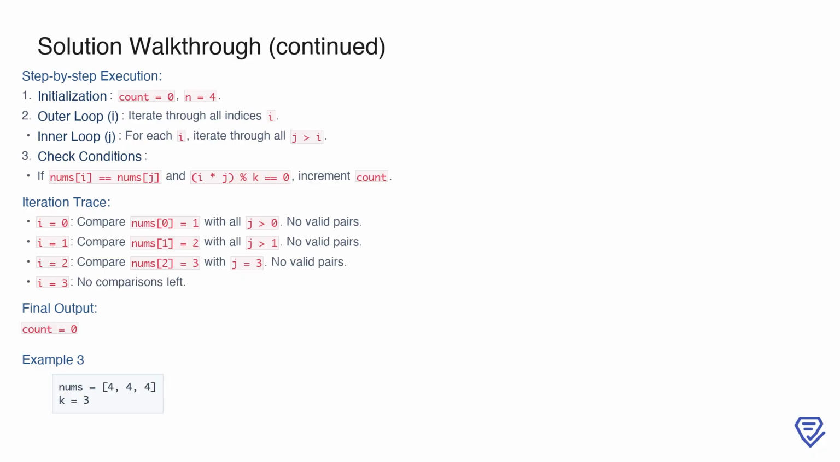distinct. For i equals 0, we compare nums[0] equals 1 with all elements where j greater than 0, but no pairs satisfy the equality condition. Similarly, for i equals 1, nums[1] equals 2 does not match any elements at j greater than 1. The same is true for i equals 2 and i equals 3, where no valid pairs are found. As a result, the count remains 0, and the final output for this example is 0.